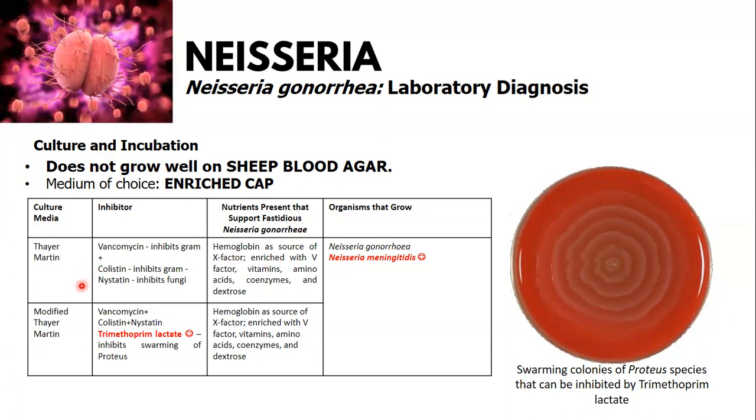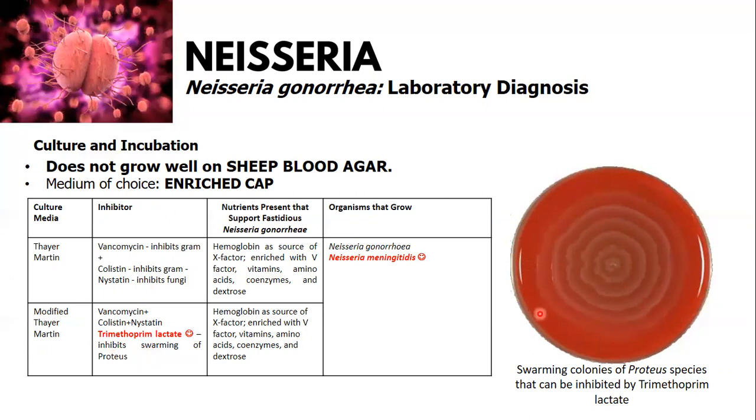Both Thayer-Martin and modified Thayer-Martin media contain hemoglobin as a source of X factor. It is also enriched with V factor, vitamins, amino acids, coenzymes, and dextrose. And in terms of inhibitors, both media contain vancomycin that inhibits gram-positive bacteria, colistin that inhibits other gram-negative bacteria except itself, because Neisseria gonorrhoeae is also gram-negative, and nystatin that inhibits fungi. So what makes modified Thayer-Martin different from Thayer-Martin is the addition of trimethoprim lactate that inhibits swarming of Proteus.